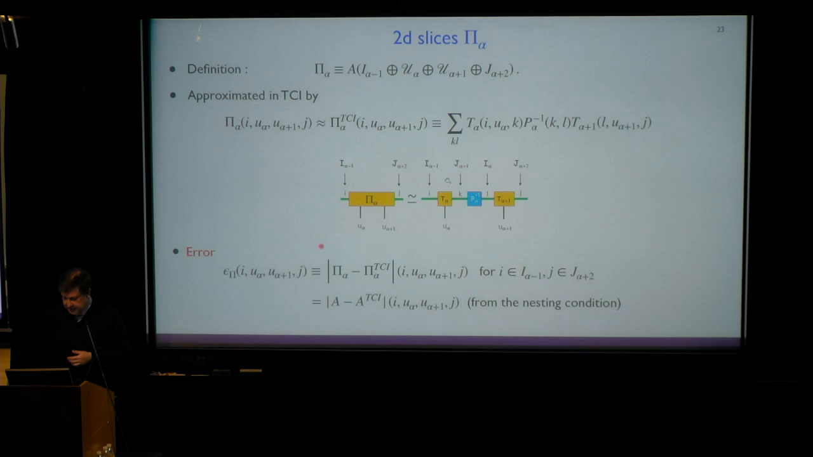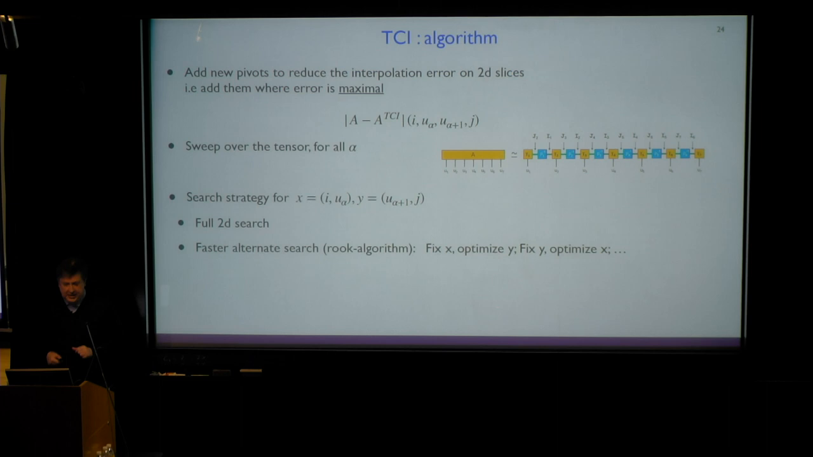So the 1D slices are exact, the 2D slices are not, but you put pivots to minimize the error in two dimensions. So the algorithm will sweep over the tensor, take all the pairs of adjacent indices, and add pivots to minimize the error systematically. Well, that's what this slide says. And it will keep the error found in the two-dimensional slices as the error evaluation.